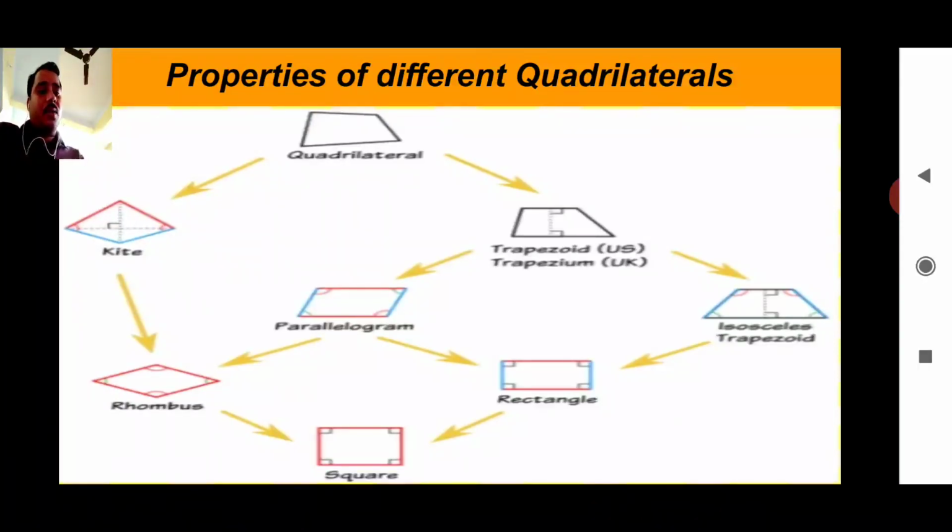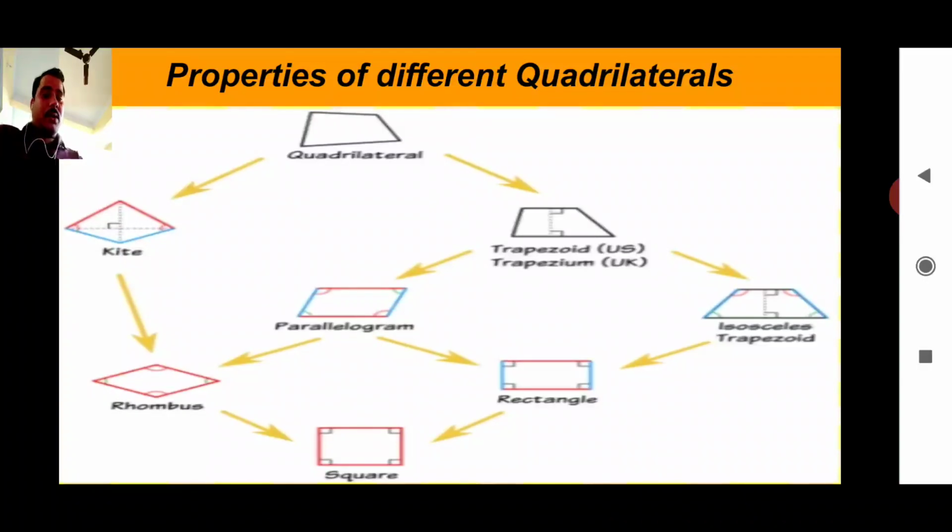Students, notice here the yellow color arrow represents a family group. It means if we discuss the square, a square holds all properties of a rectangle, also holds properties of a rhombus, and also holds properties of a parallelogram. Similarly, a rhombus is a quadrilateral that holds all properties of a parallelogram and a kite.